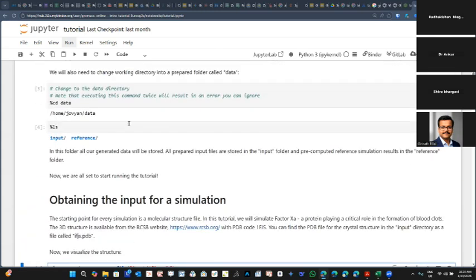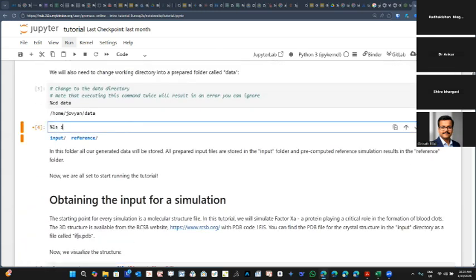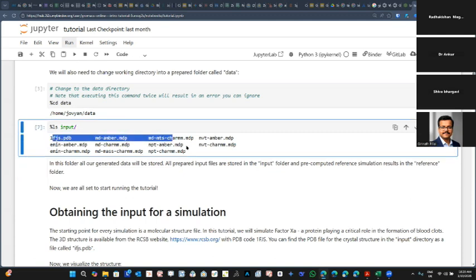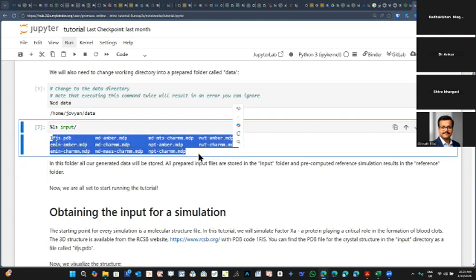Input files. Yeah, the PDBs are there. So you can see the PDBs and MDP files are there.